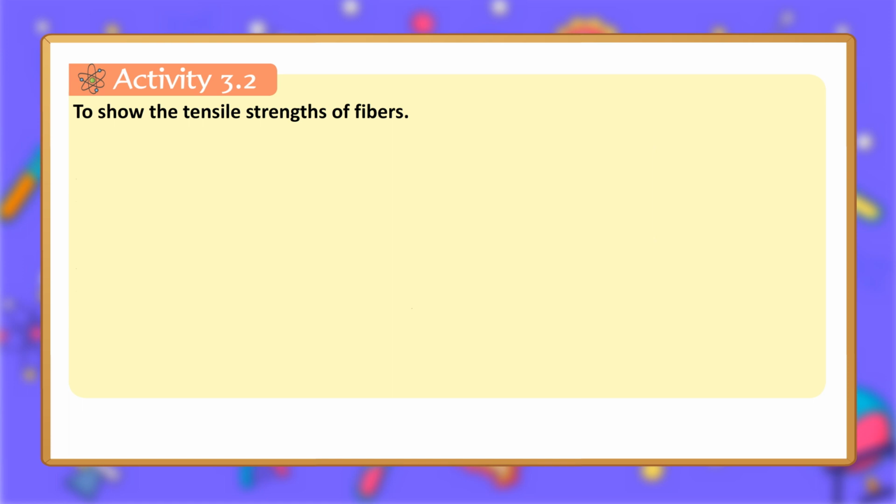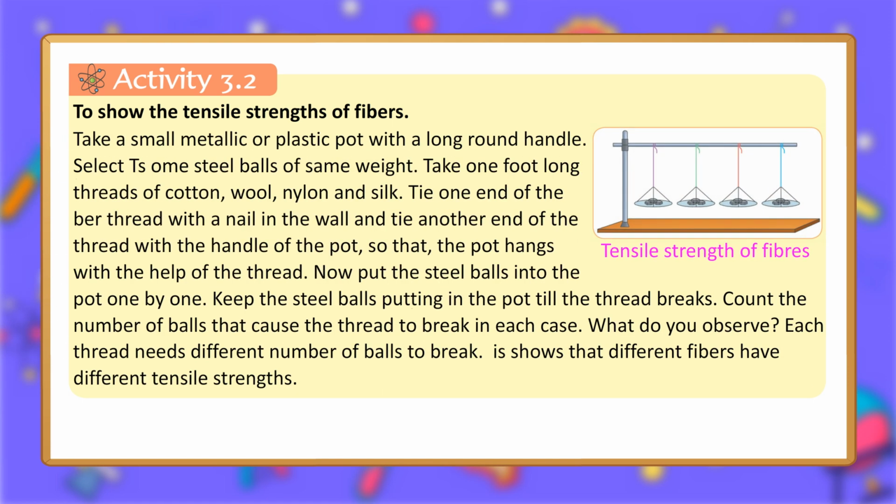Activity 3.2. To show the tensile strengths of fibers. Take a small metallic or plastic pot with a long round handle. Select some steel balls of same weight. Take 1-foot-long threads of cotton, wool, nylon and silk. Tie one end of the fiber thread with a nail in the wall and tie another end of the thread with the handle of the pot, so that the pot hangs with the help of the thread. Now put the steel balls into the pot one by one. Keep putting the steel balls in the pot till the thread breaks. Count the number of balls that cause the thread to break in each case.